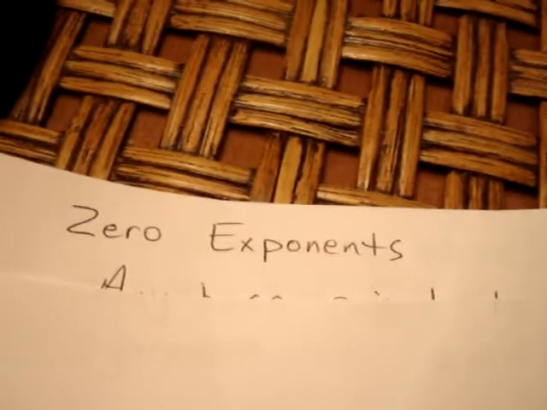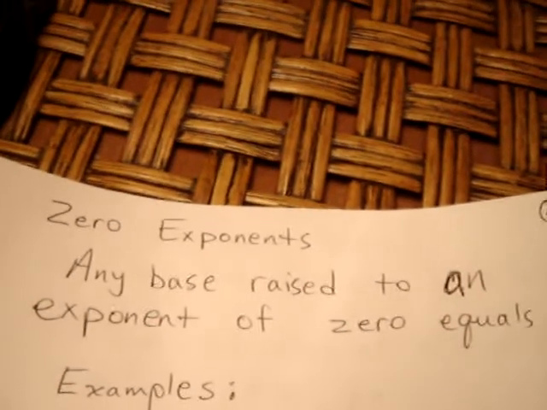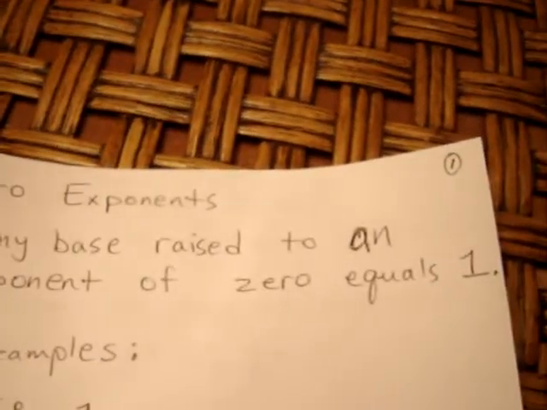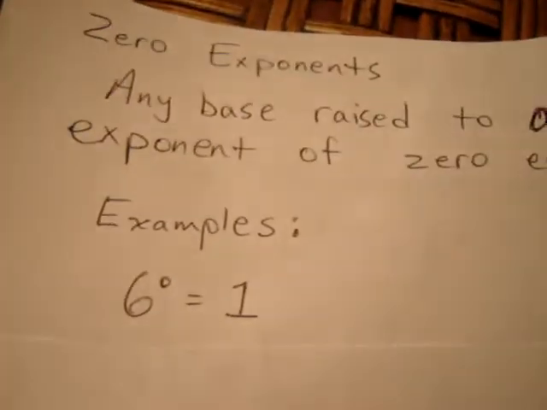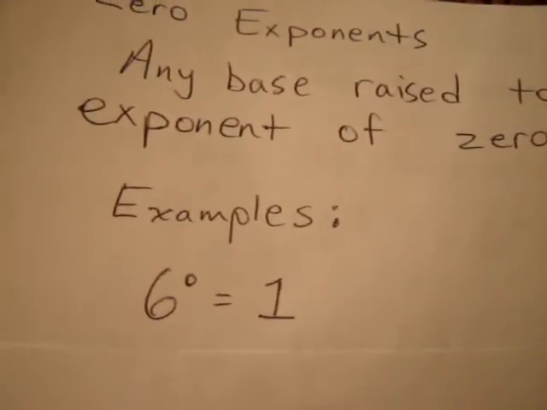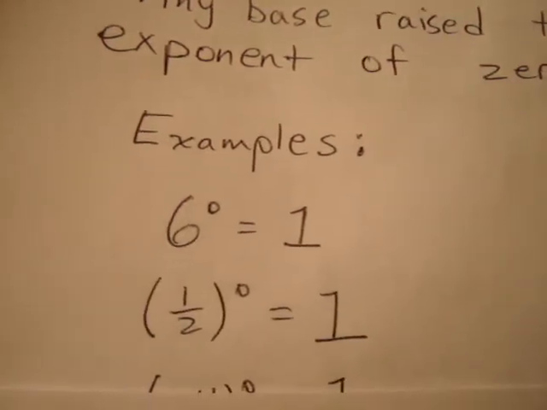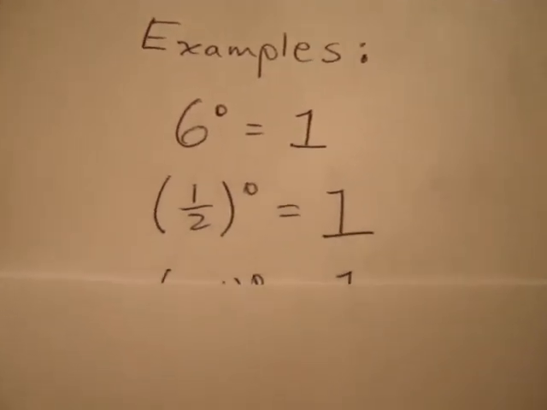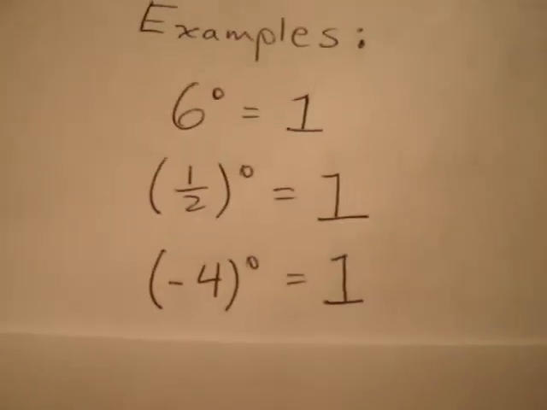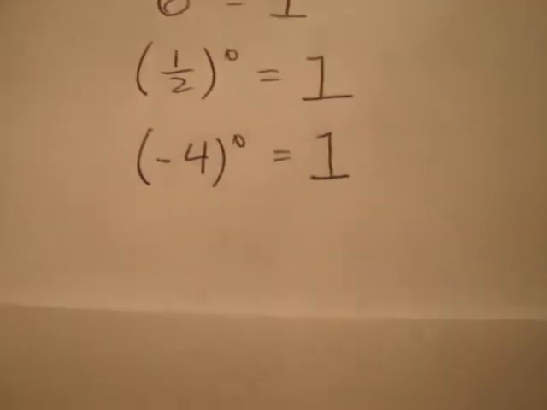Zero exponents. Any base raised to an exponent of 0 equals 1. For example, 6 to the exponent 0 equals 1. 1/2 to the exponent 0 equals 1. And -4, the entire quantity, to the exponent 0 equals 1.